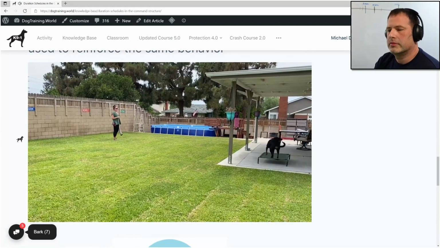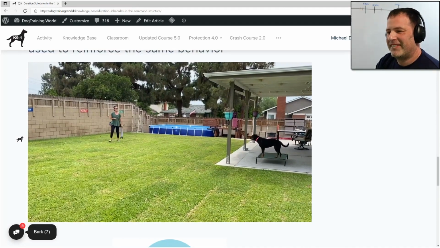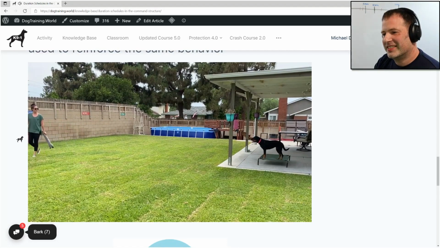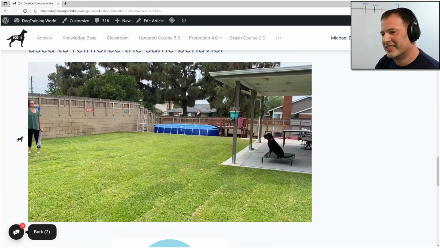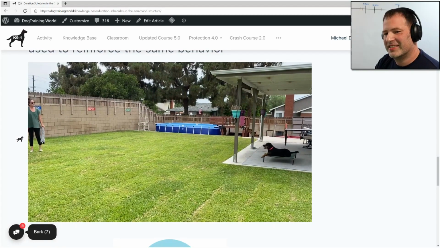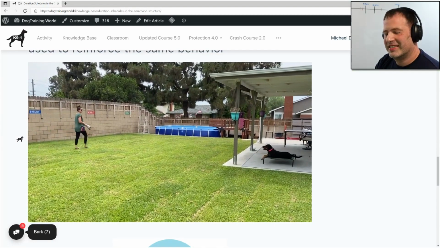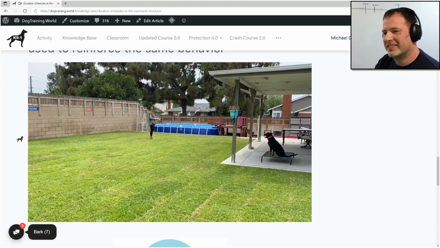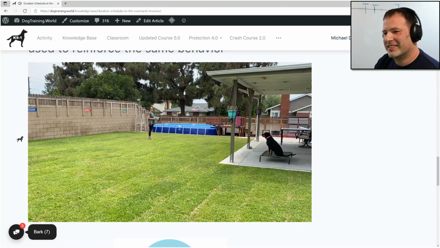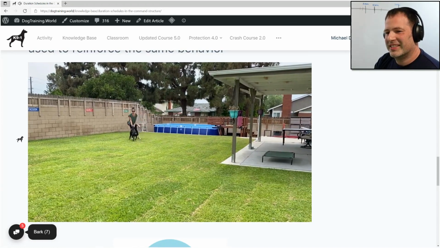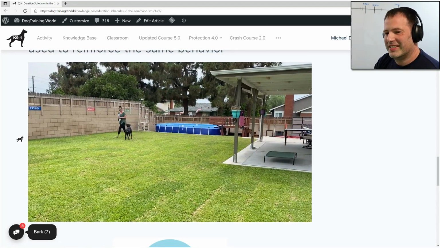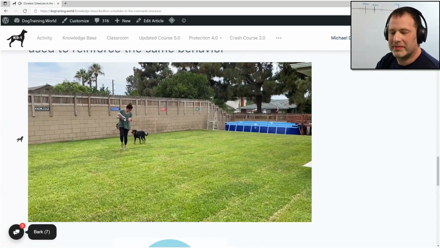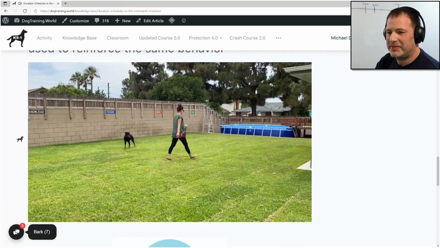Stormy, turn around. Good girl. Stormy, down. Good girl. Stormy, sit. Good girl. You getting tired, baby? Stormy, free. Good girl. Stormy, wait. Good.